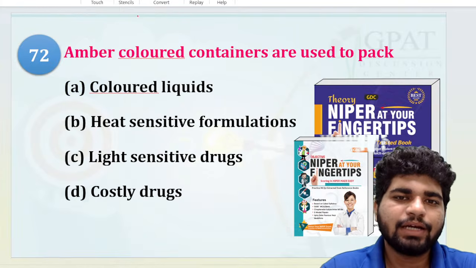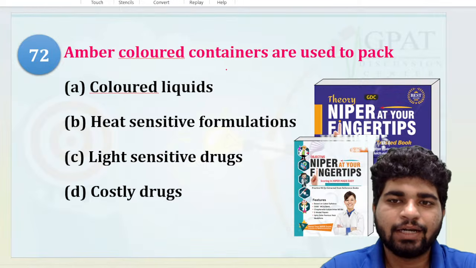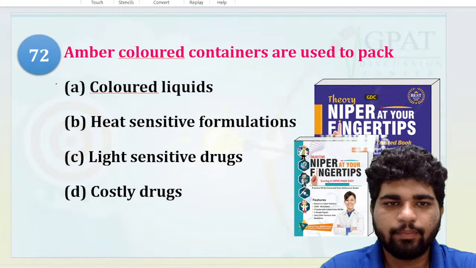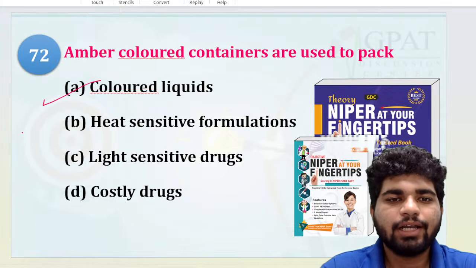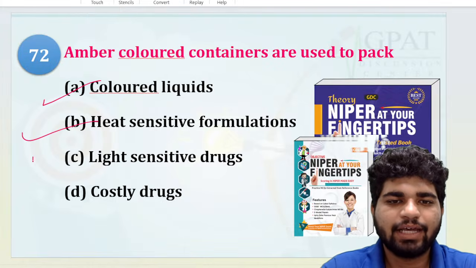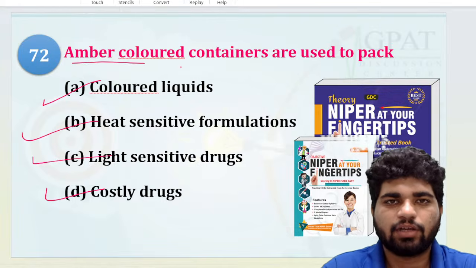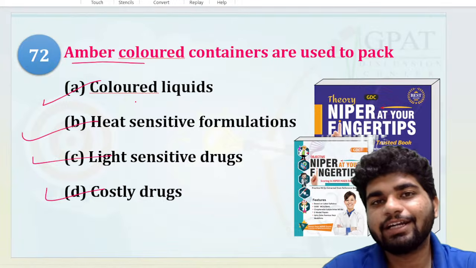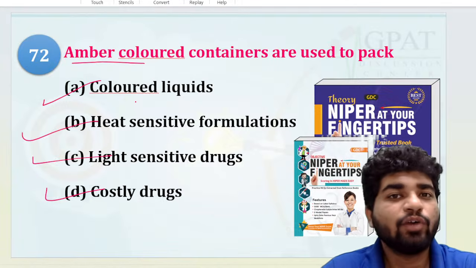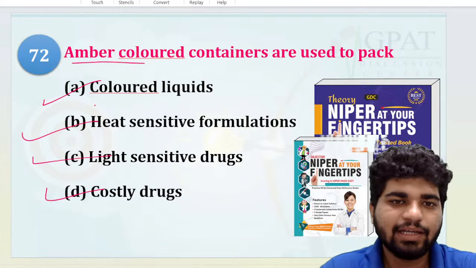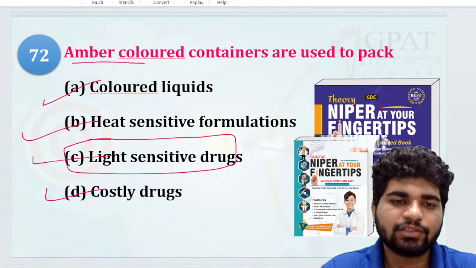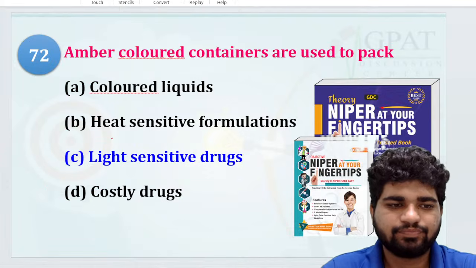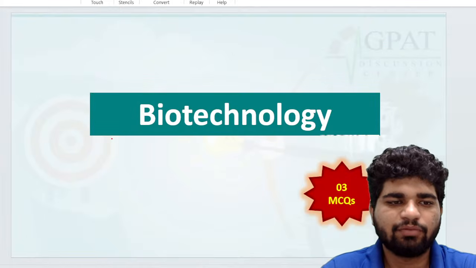Okay. Now amber colored containers are used to pack what? Exactly, Dikshita. Very nice. Colored liquids, heat sensitive formulation, light sensitive drugs, or costly drugs. Amber colored containers are somewhat brownish in color, right? That is for light sensitive drugs over here, right? So this is all about pharmaceutics.